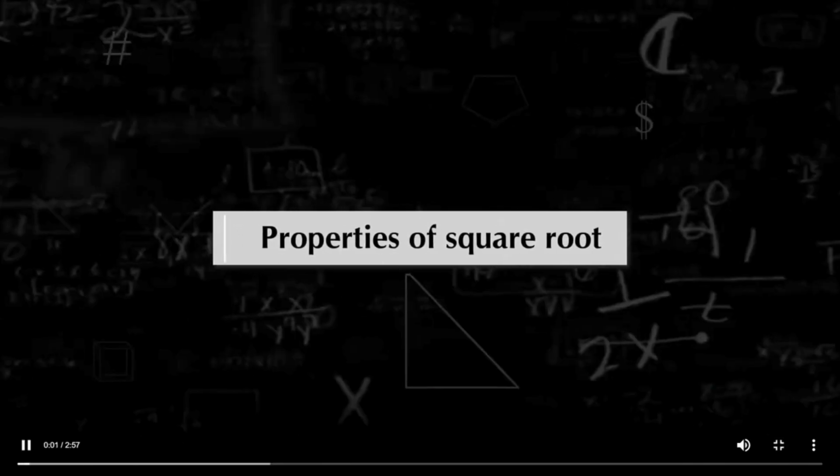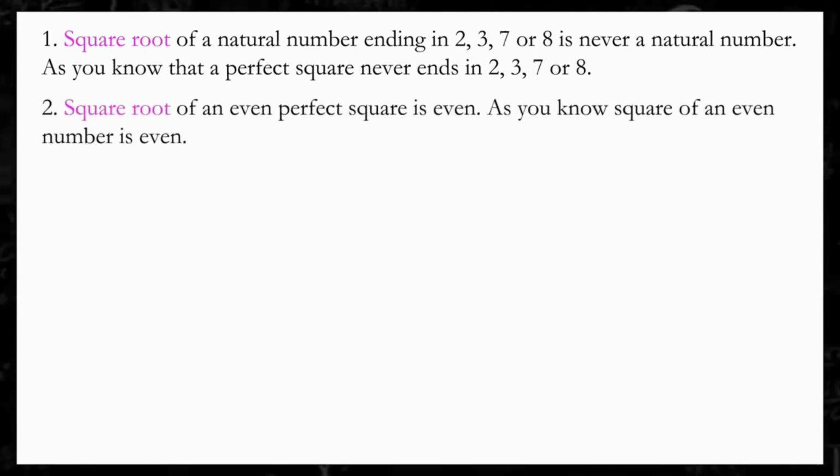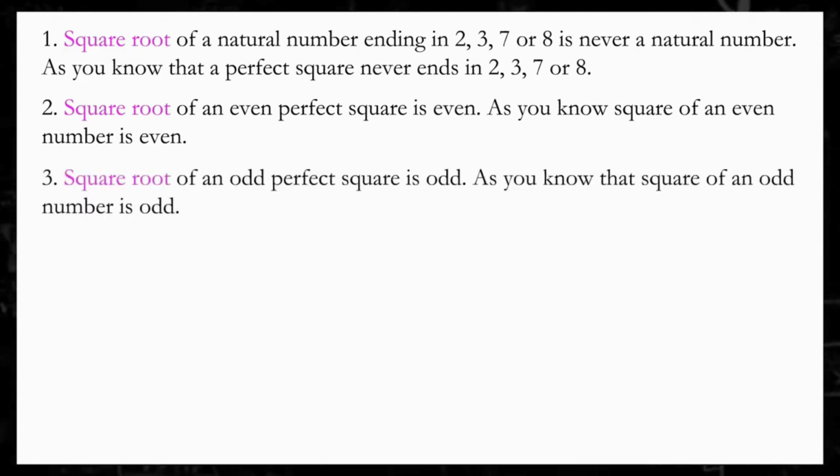Properties of square root. 1. Square root of a natural number ending in 2, 3, 7 or 8 is never a natural number. As you know, a perfect square never ends in 2, 3, 7 or 8. 2. Square root of an even perfect square is even. As you know, square of an even number is even. 3. Square root of an odd perfect square is odd. As you know, square of an odd number is odd.